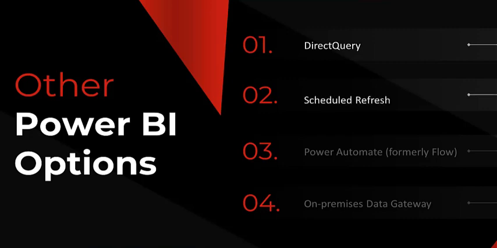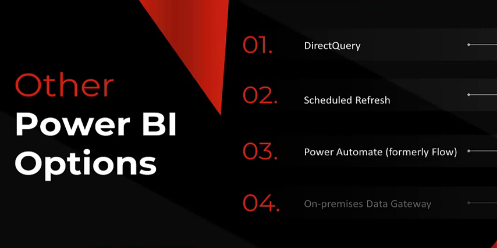2. Scheduled refresh. Power BI allows you to set up scheduled refreshes for imported or cached data. This feature enables you to define a refresh schedule for your data, specifying how frequently Power BI should retrieve and update the data from the source. You can configure the scheduled refresh in the Power BI service by accessing the dataset settings and defining the refresh frequency and credentials for the data source.